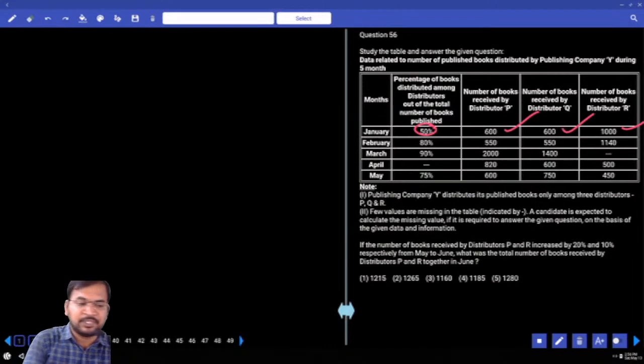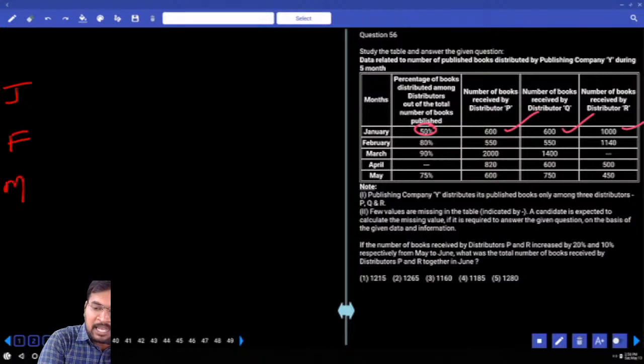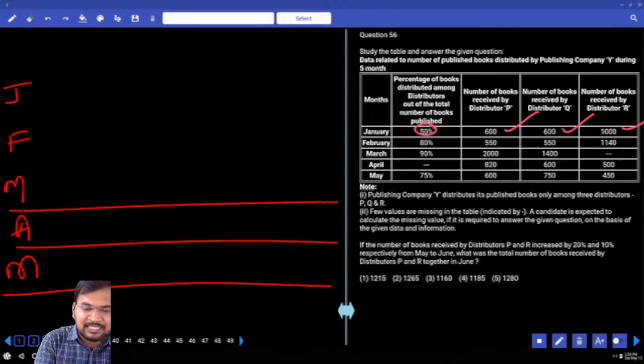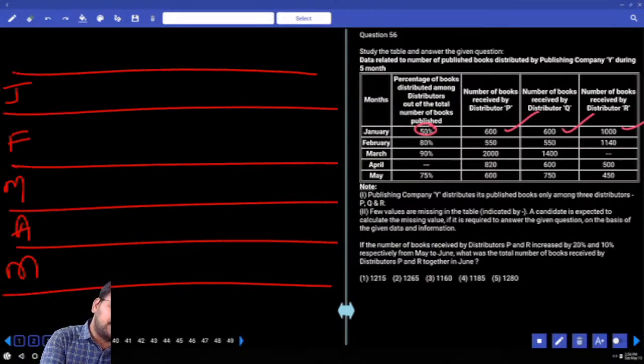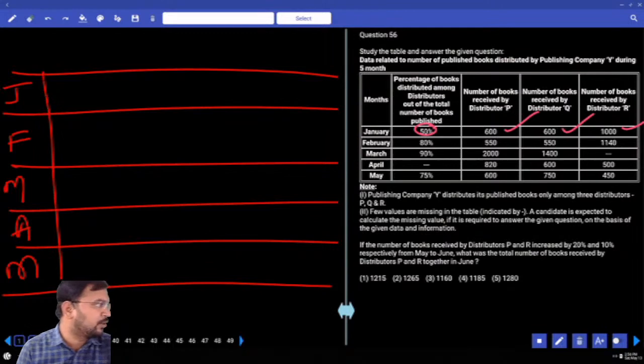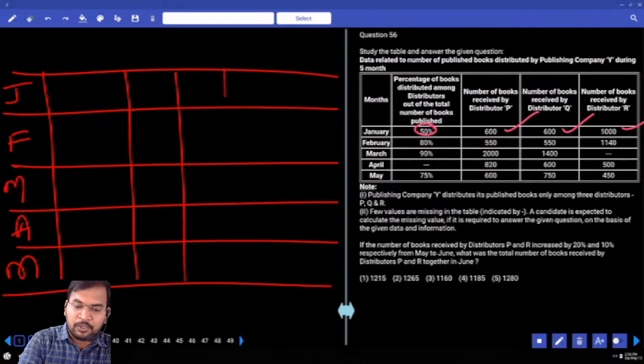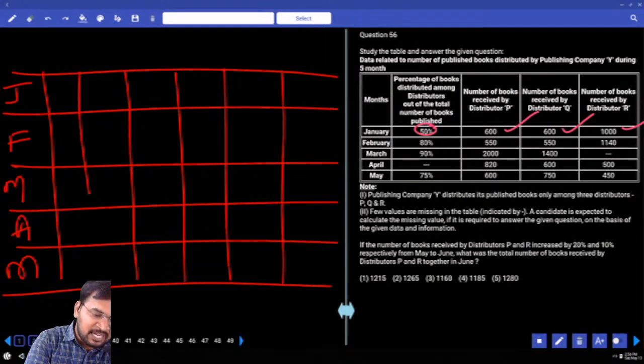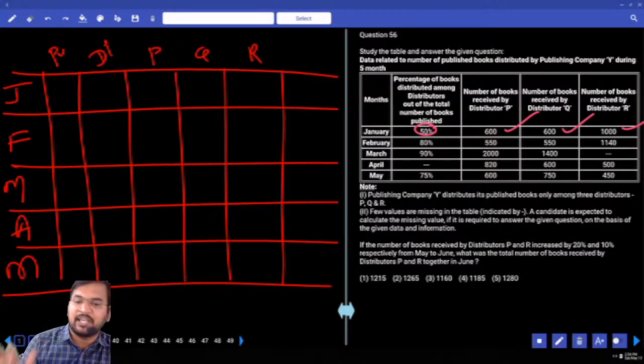So now, by using this one we are going to frame another diagram: January, February, March, April, May. If you draw this diagram, then questions are very easy for you. You have to solve yourself also. Okay? Now note the total for P, Q, R. In this one also, total publishing, total distributed. This is publishing, this is distributed, this is distributor P, distributor Q, distributor R.